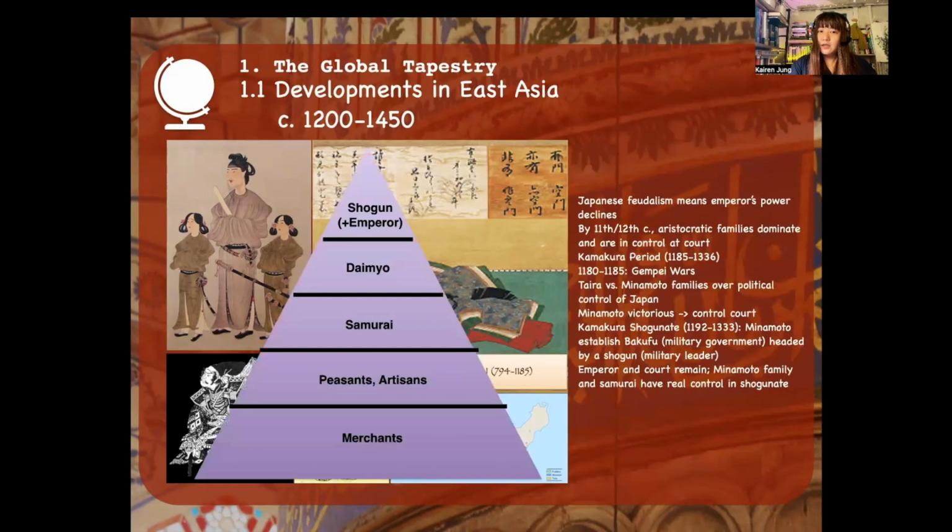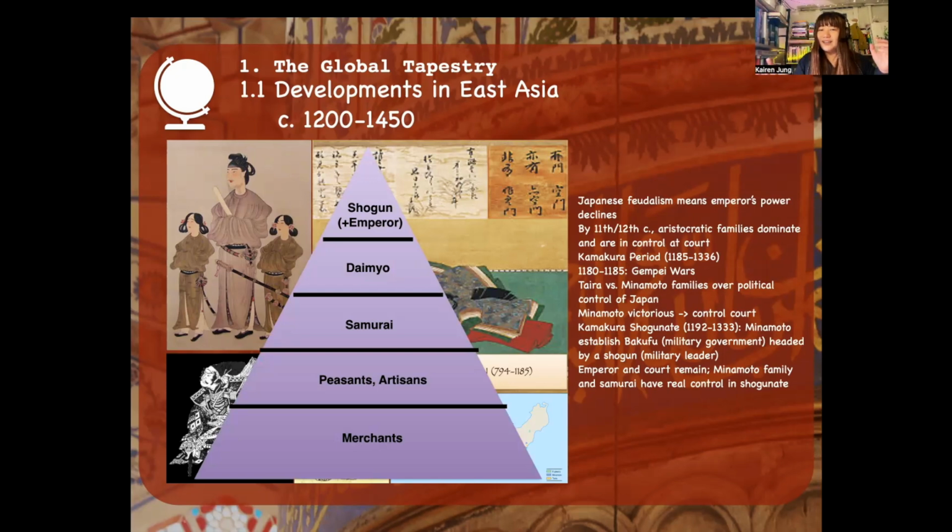Now let's look a little bit more closely at the social stratification, Japanese feudalism. It meant that centralized emperor power declined, and by the 11th and 12th centuries, which we're looking at now, aristocratic families dominate and are in control at court. We're looking at the fallout of that, specifically 1200. It's a little bit after. But we're contextualizing that during the Kamakura period of 1185 to 1336. And then from 1180 to 1185, you had the Genpei Wars.